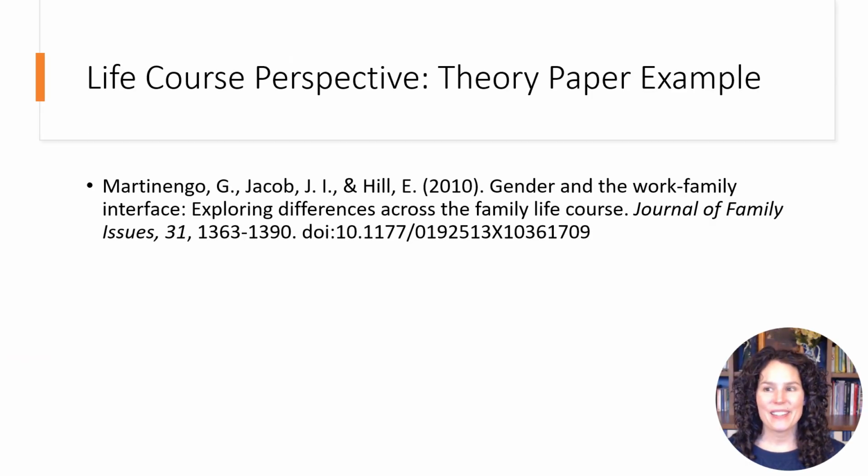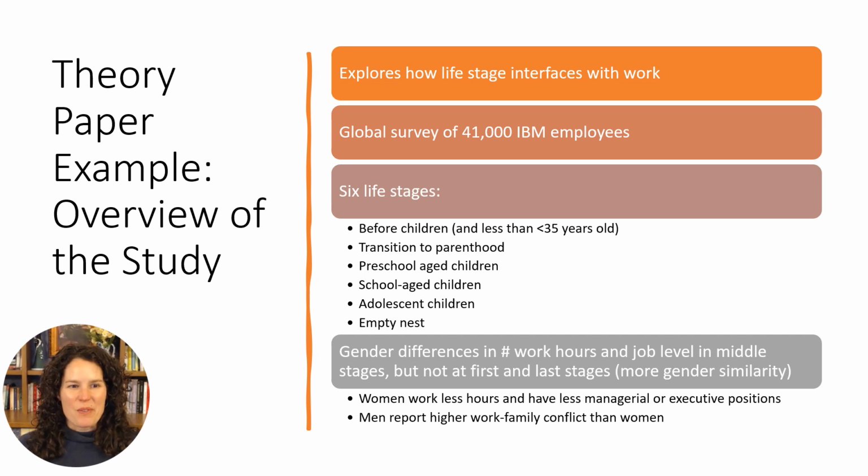Okay, so let's get into our theory paper example. These researchers specifically did an empirical study saying that they were using life course perspective to frame their research. So in the very first section of your paper, you just give an overview of the study. You really don't worry too much about the theory. And so you would indicate that this study was exploring how life stage interfaces with work.